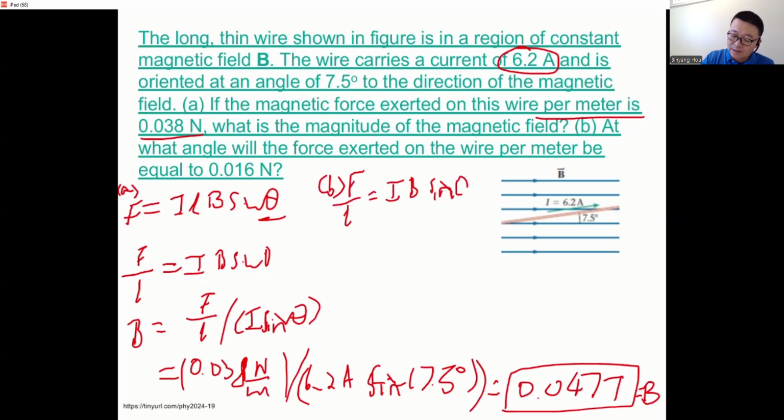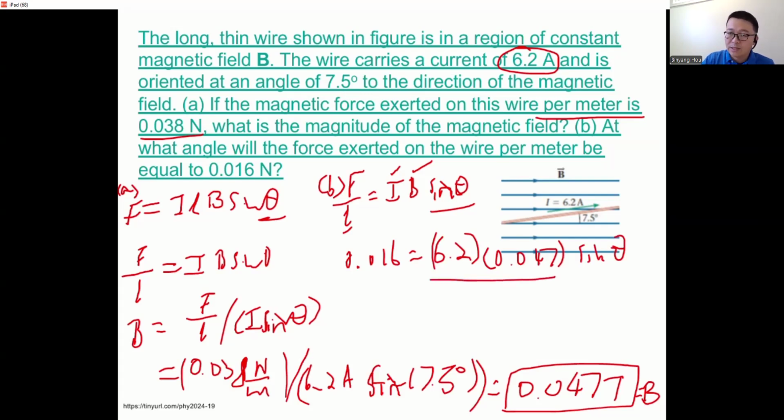Sine of theta. Okay. So now it's looking for the angle. You know this now, you are given that, you have that force. So you just plug in numbers. Now this new number, 0.016 newtons, equals 6.2 times 0.047 sine of theta, and you are solving for your theta. So divide both sides by these two and then take the sine inverse.